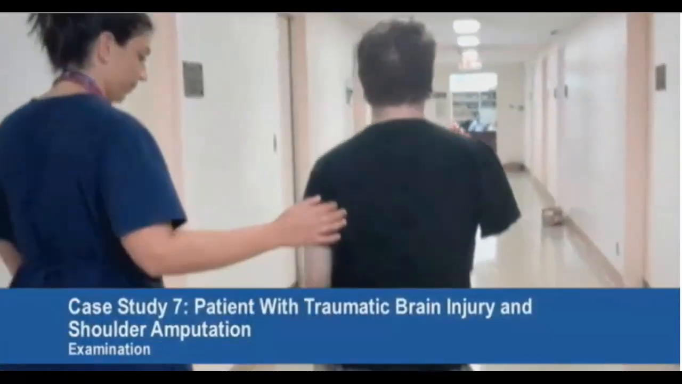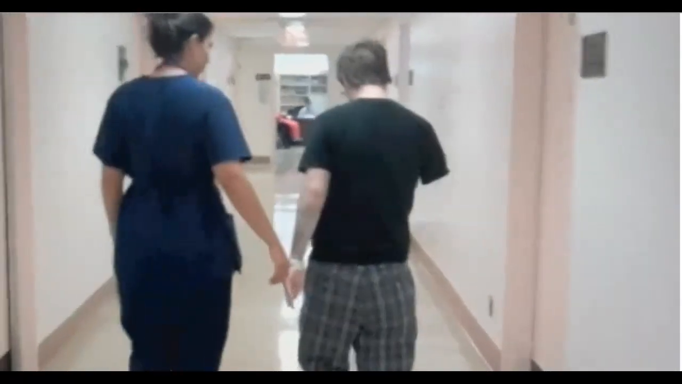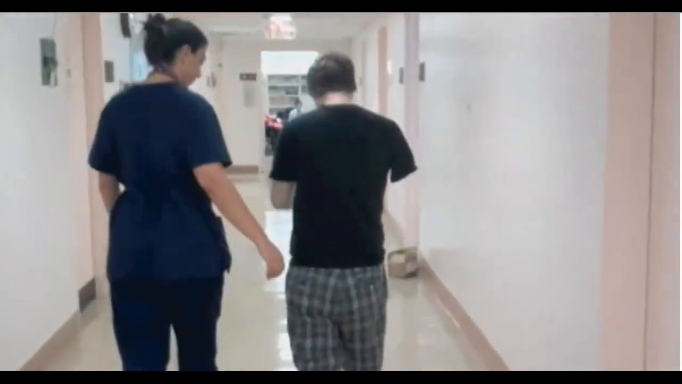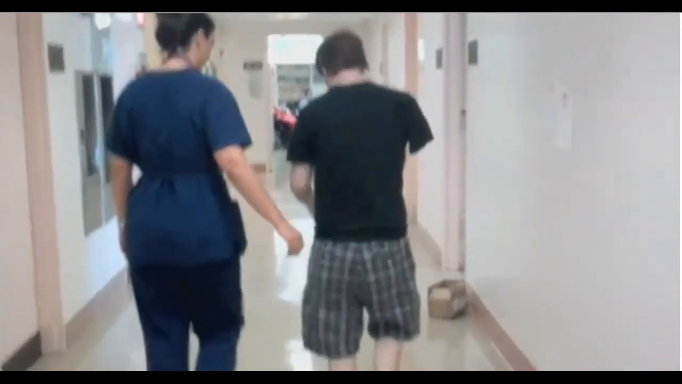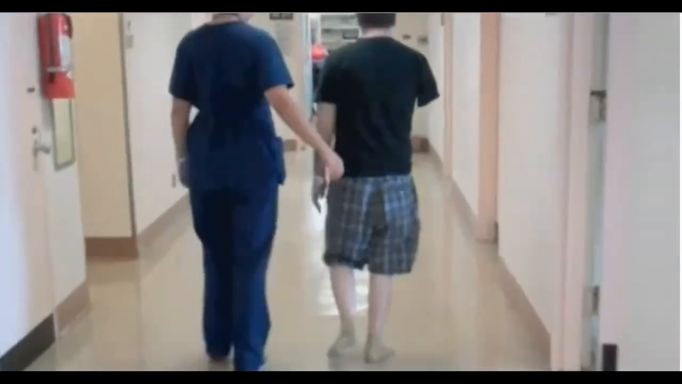The patient is a 25-year-old male who was involved in a motor vehicle accident resulting in right arm amputation, cognitive deficits, and poor balance and postural reactions. The patient is asked to ambulate down the hallway. He maintains dynamic stability and a constant speed.